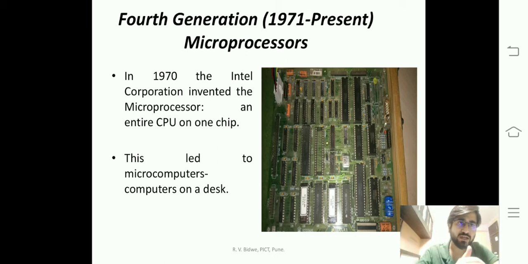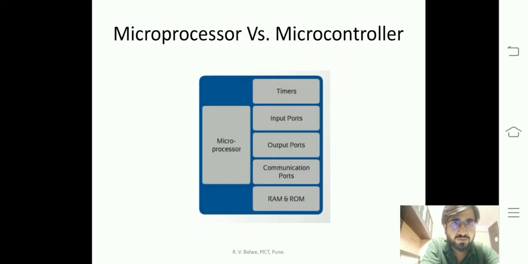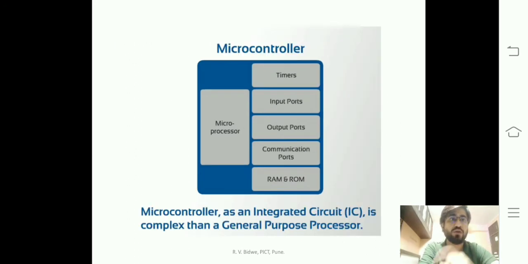And all important tasks, like performing arithmetic and logical operations, resolving interrupts, meaning problems occurring in the system, and executing programs, are all done by the microprocessor. If I want to show a diagram, see, this is the diagram of a processor. We have a microprocessor, a separate timer, input ports, output ports, communication ports, and separate memory, but all these things are combined together in a single chip to form a controller.